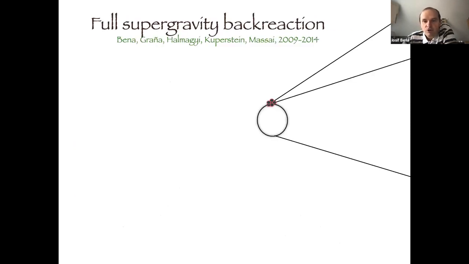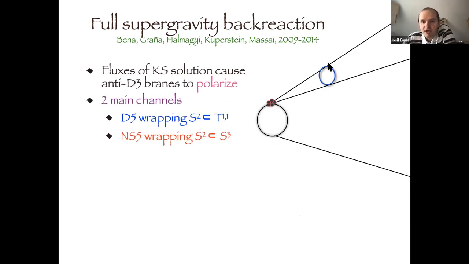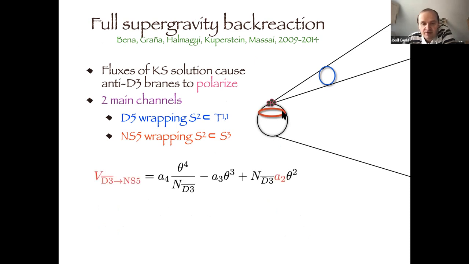We also did this at the level of the full supergravity back-reaction. We constructed this solution with smeared anti-D3 branes. The fluxes of Klebanov-Strassler force these anti-D3 branes to polarize either into a D5 brane wrapping some S2 inside the T11, or into some NS5 brane wrapping some S2 inside the three-sphere. This is the polarization which was also observed in the probe approximation. However, if you look at the polarization potential, it has some form, which has a fourth-order term, a cubic term, and a quadratic term.